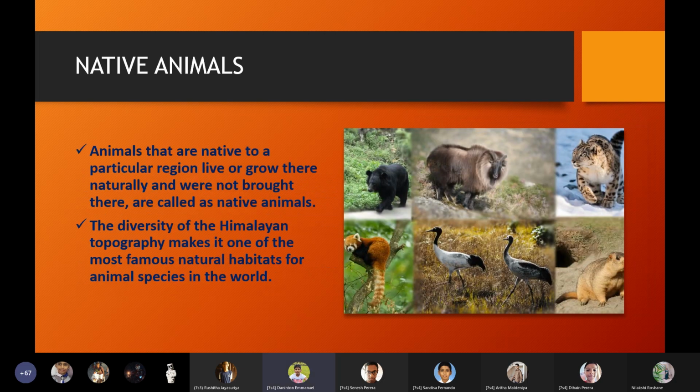Now let's see what native animals are. Animals that live or grow naturally in a particular region and were not brought there are called native animals. The diversity of Himalayan topography makes it one of the most famous natural habitats for animal species in the world. Now I'll show you some of the native animals of the Himalayan mountain range.